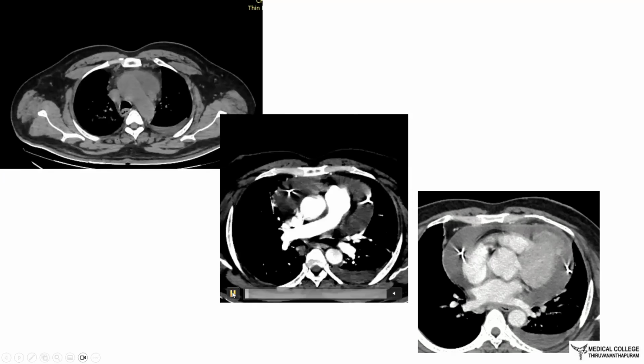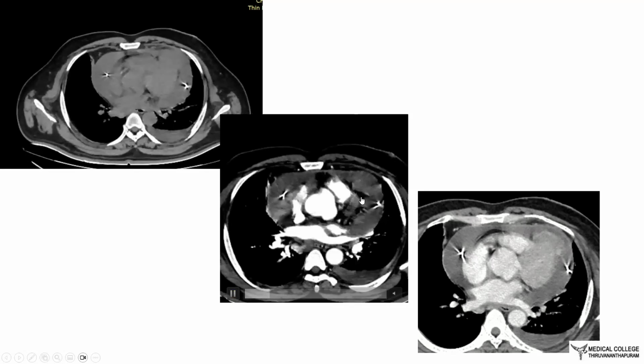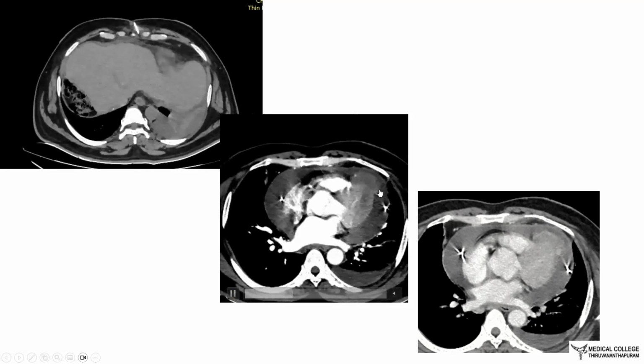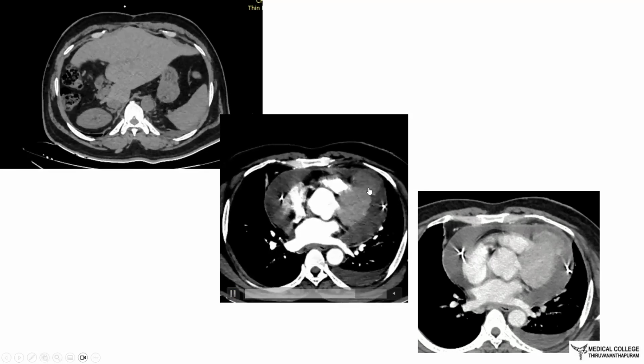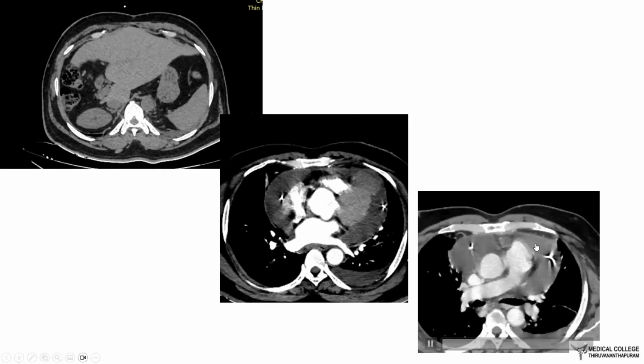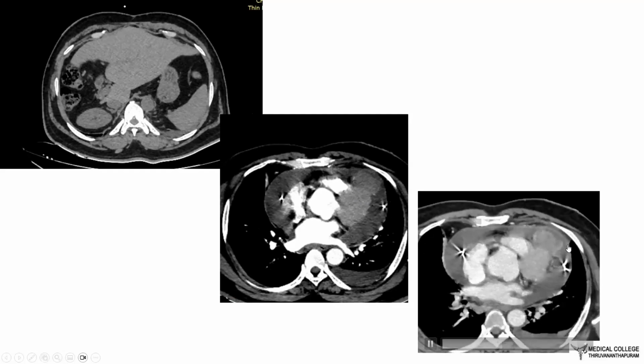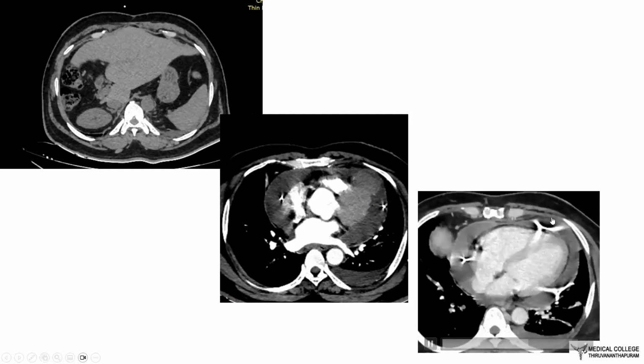So CT was done. CT showed the hemopericardium and a small heterogeneously enhancing soft tissue lesion sitting over the RV and LV insertion point in relation to the pericardium. This is the delayed phase image that shows the lesion is enhancing, as well as mild thickening and enhancement of the parietal pericardium.